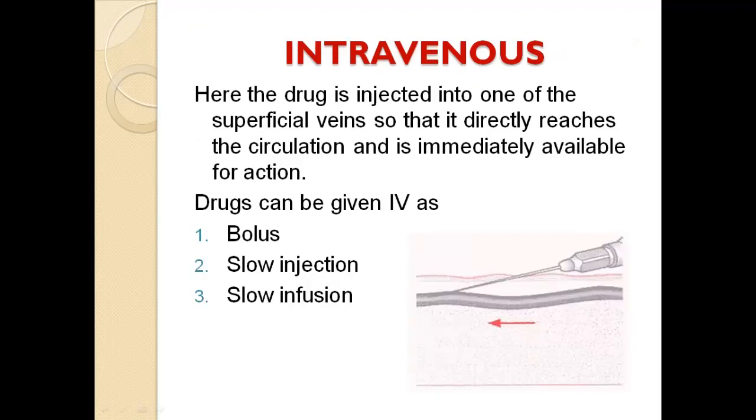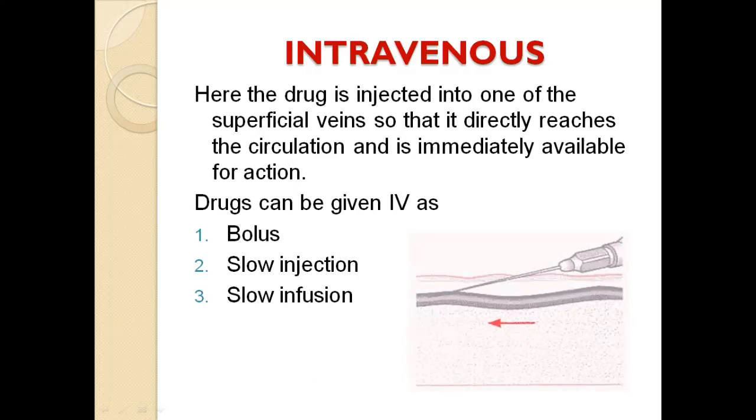Next, intravenous. Here, the drug is injected into one of the superficial veins so that it directly reaches the circulation and is immediately available for action. So, here, the injection can be injected directly into the veins, or we can even use a tube through which these injections can be administered. The drugs can be given as IV bolus, slow injection, and slow infusion.